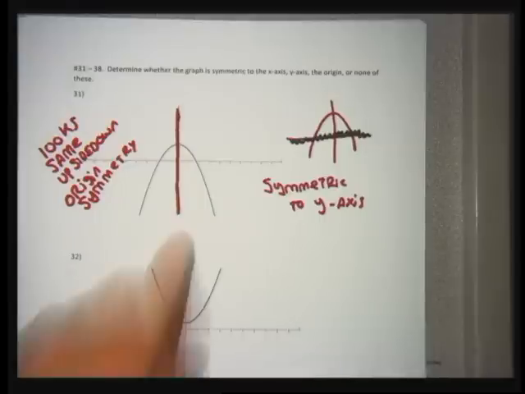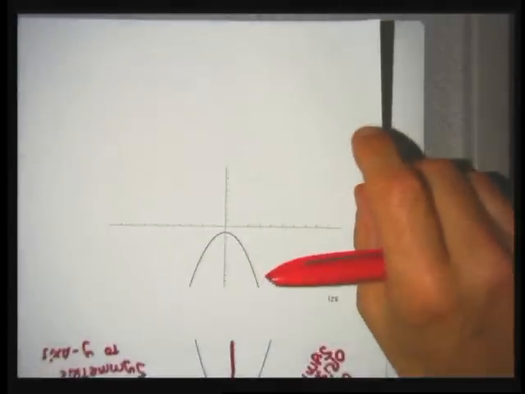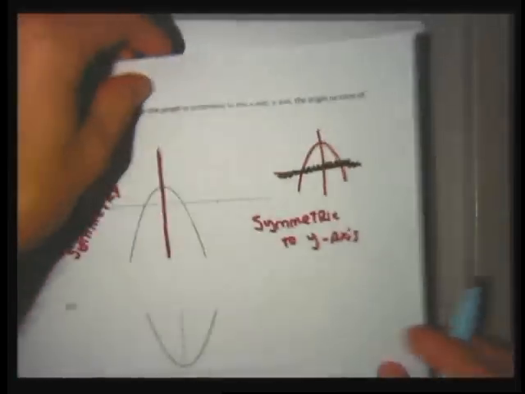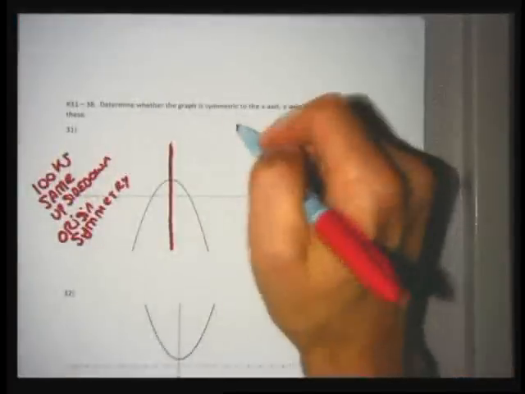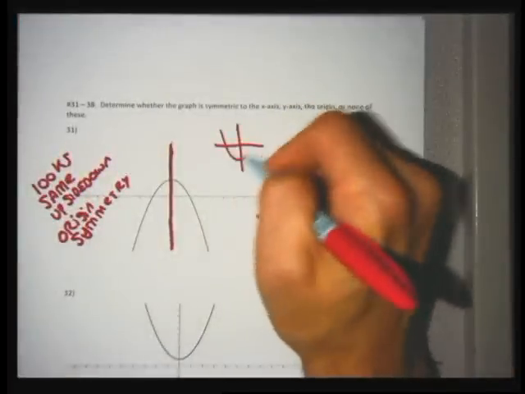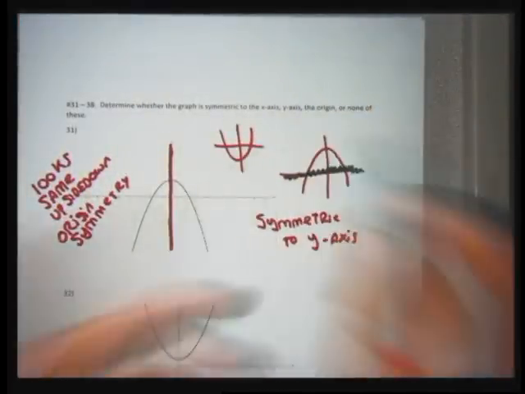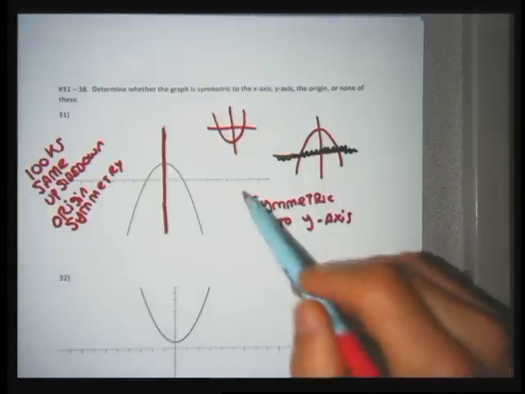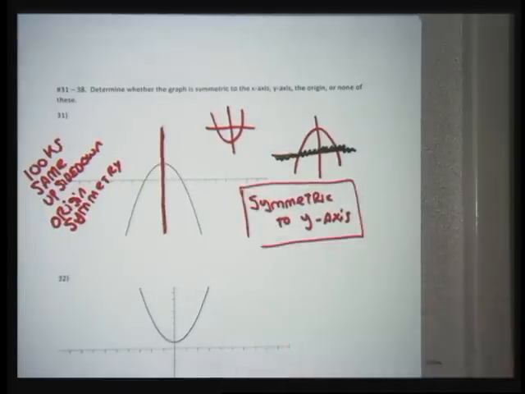So if I look at this graph and I flip the page over, had it looked exactly the same upside down as right side up, then it would have that symmetry. But upside down, it looks like this, and that's not exactly the same as that. It's flipped over, and that's not exactly the same, so it doesn't have origin symmetry. This only has symmetry to the y-axis. It's the origin symmetry that's going to be a little tricky, but the x and the y-axis won't be that tricky.